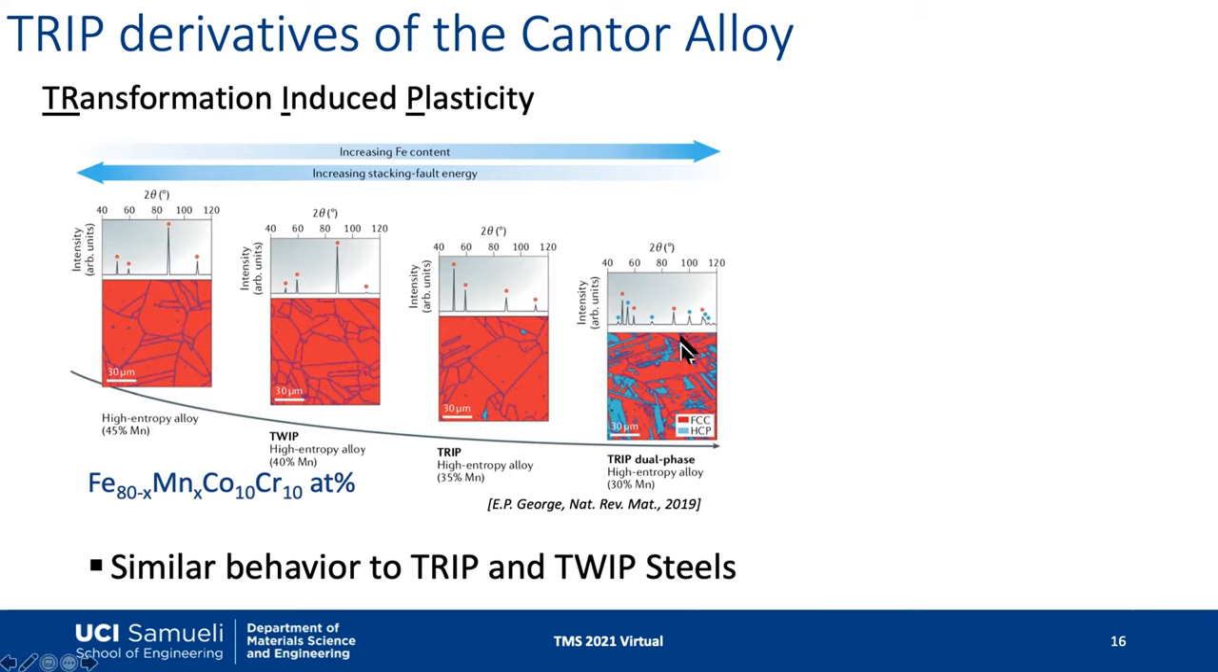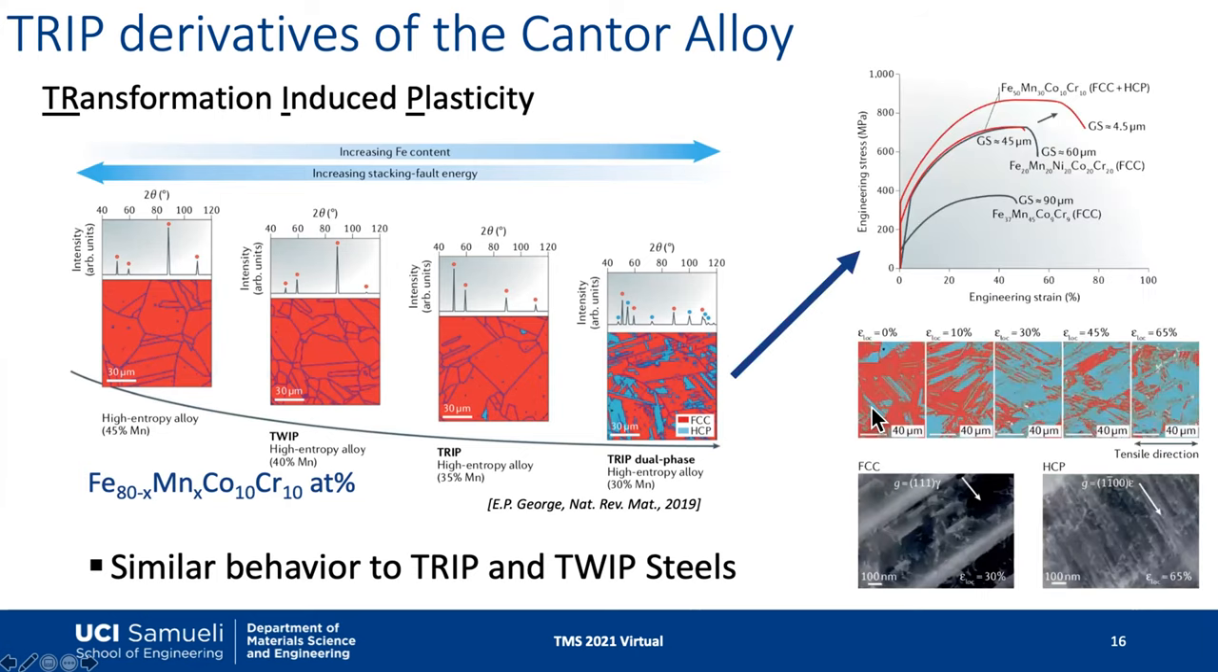You'll see here with 30% manganese, we have a dual phase of FCC and HCP. The mechanical behavior is shown here on the far right, the composition with the 30% manganese alloy compared to the Cantor alloy, and the EBSD of the interrupted tensile testing at different levels of deformation to capture deformation-induced transformation. Another very, very interesting result. This is, as I said earlier, I think, very, very similar behavior to TRIP and TWIP steels.